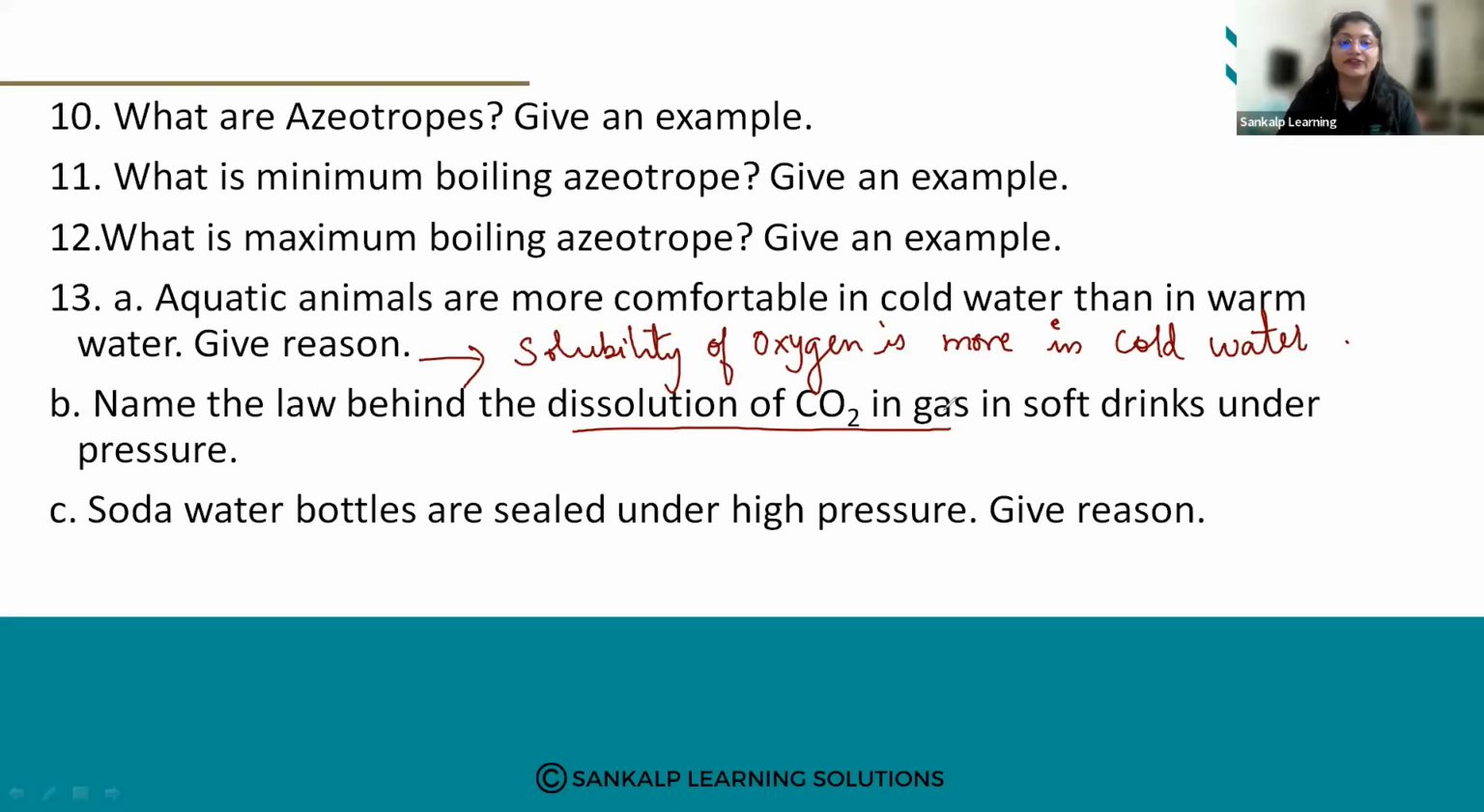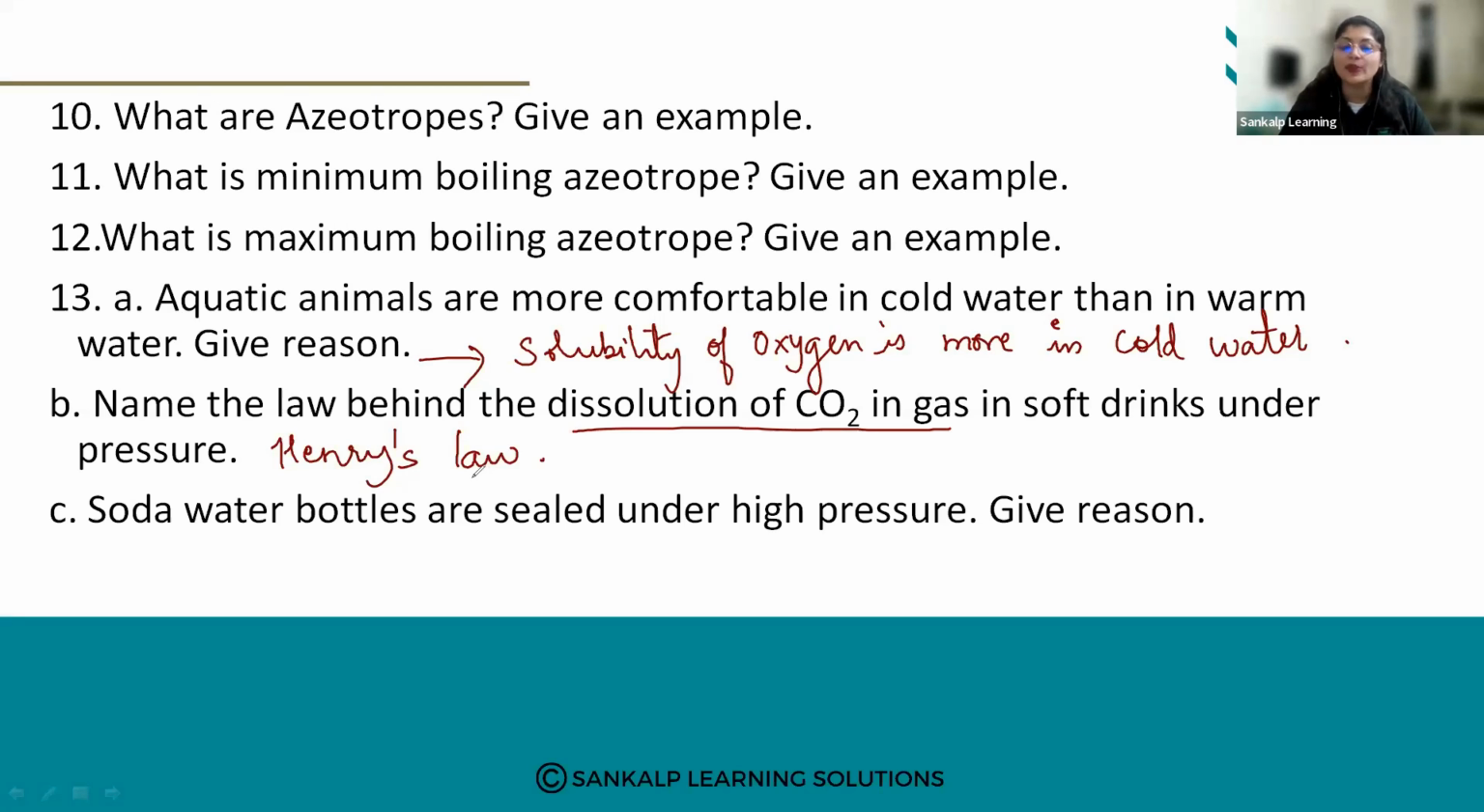So after we remove the cap of the soft drink, what will happen? The carbon dioxide gas will escape out, right? And what will it produce? It will produce effervescence. The external pressure will decrease. So how is this demonstrated? Which law is applicable? It is due to Henry's law. So it is the application of Henry's law.